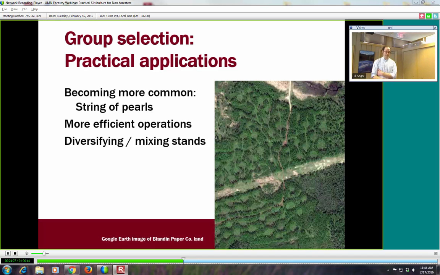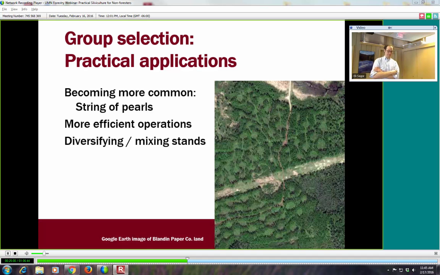And the picture that you see here is another Google Earth image, taken of Blandin Paper Company land, and they're using an approach called the string of pearls approach. I hope you can see the little connections. You can see small alleys going from group to group. This is technically a slightly different approach from a pure group selection approach. Their objective in creating this treatment was to take an aspen stand and mix it up a little bit.